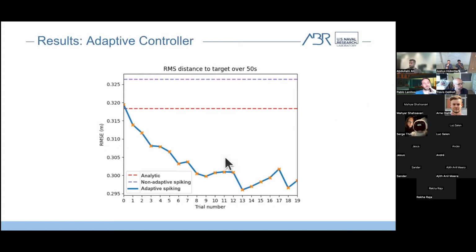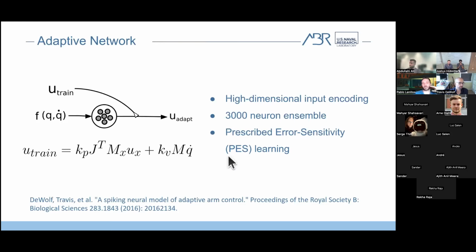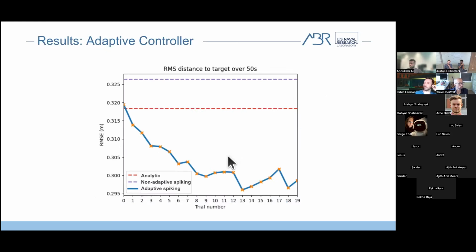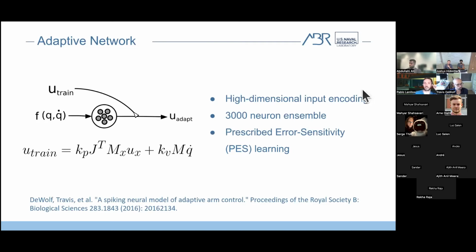Gotcha. Okay. Understood. A follow-up question on that. When you say high-dimensional input, you mean at the neural level, not at the signal level? Yes. Sorry. Thank you for specifying that.